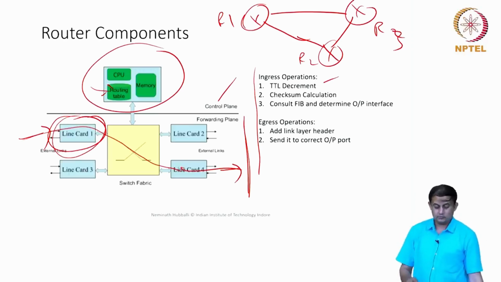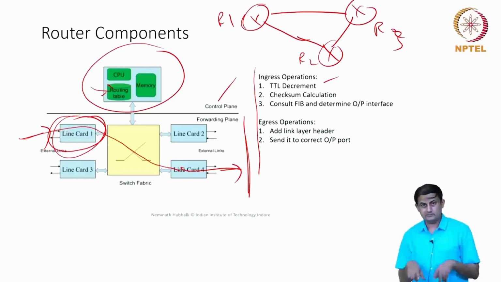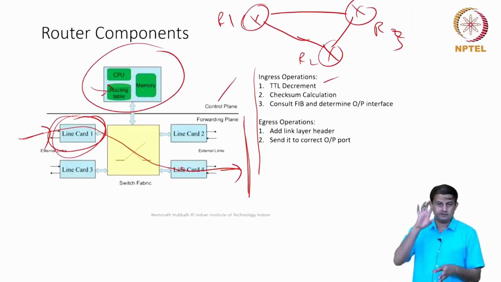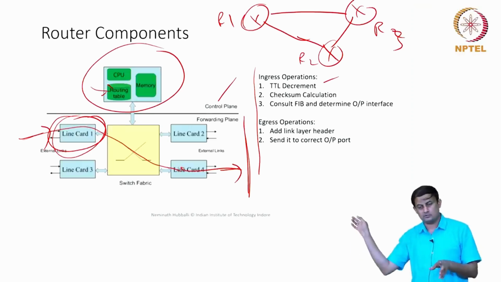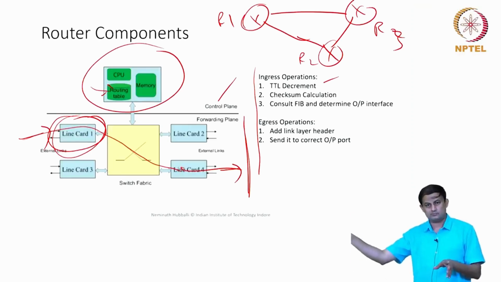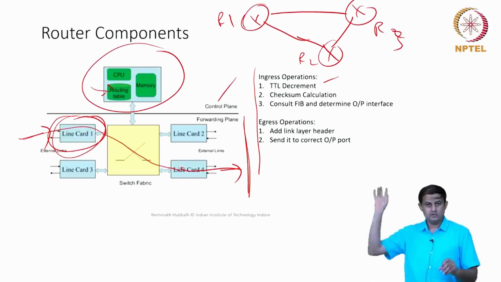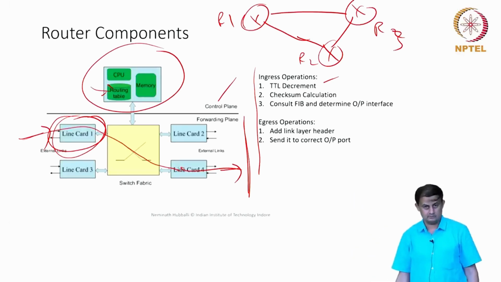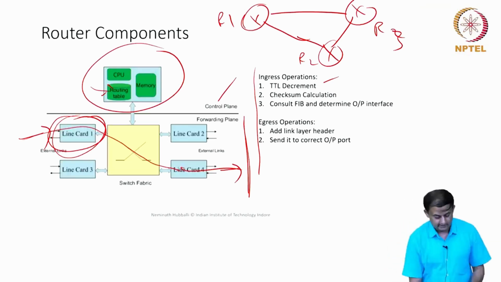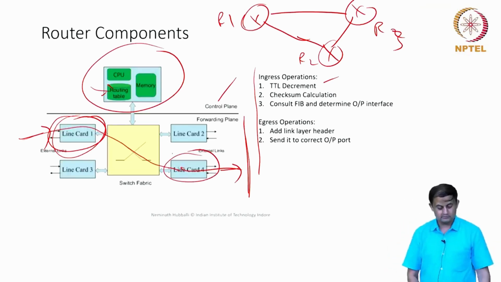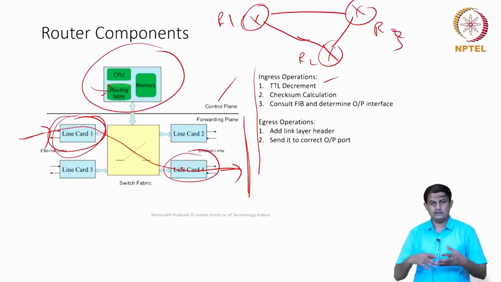And once you decrement the TTL value and recompute the checksum, you extract the bits corresponding to the destination IP address, do the lookup operation, and then quickly decide, okay, I need to go to output port number 4, and this is the corresponding line card I want to use, and then you push the packet to that particular port. And at the output line card, when the packet actually arrives, you need to do something more. What is that? Add the link layer header.